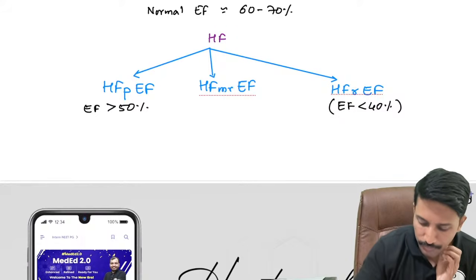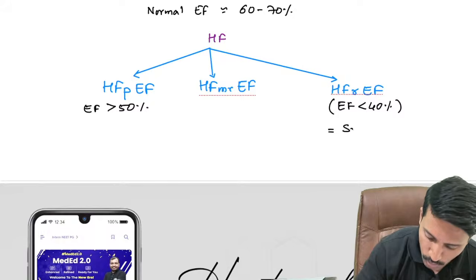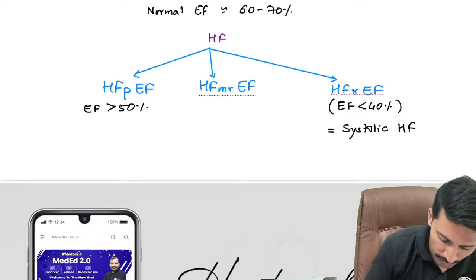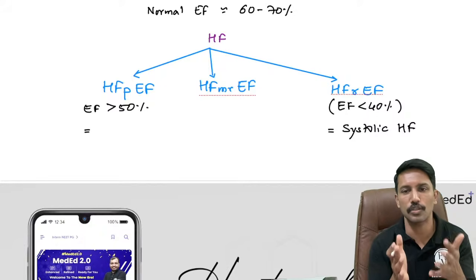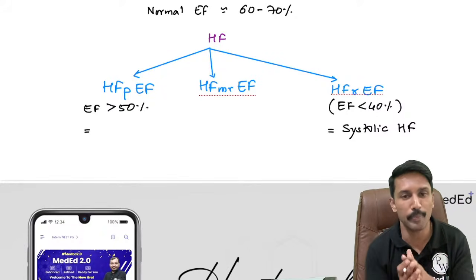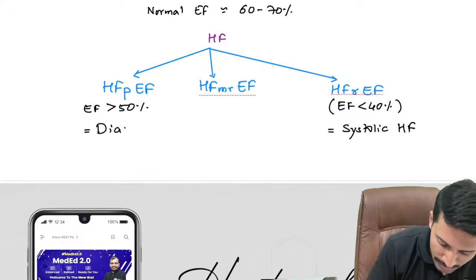So when EF is low, it is systolic heart failure. And when EF is good, meaning force of contraction is good, systolic ejection is not a problem. The patient's heart failure is because of impaired filling. So that means we have diastolic heart failure.